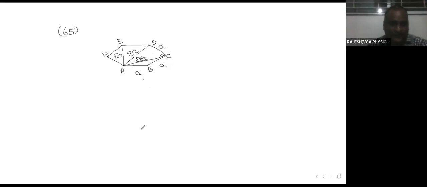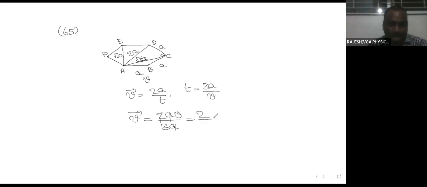It is going with speed v. So from A to D, they want average velocity. So v bar is equal to displacement, that is 2a, by time. What is the time taken? If you are going with a constant speed of v, the time is distance by speed. What is the distance? AB plus BC plus CD, that is 3a. So time is 3a by v, and v bar is equal to 2a by 3a by v. The a will get cancelled, so it is 2v by 3.